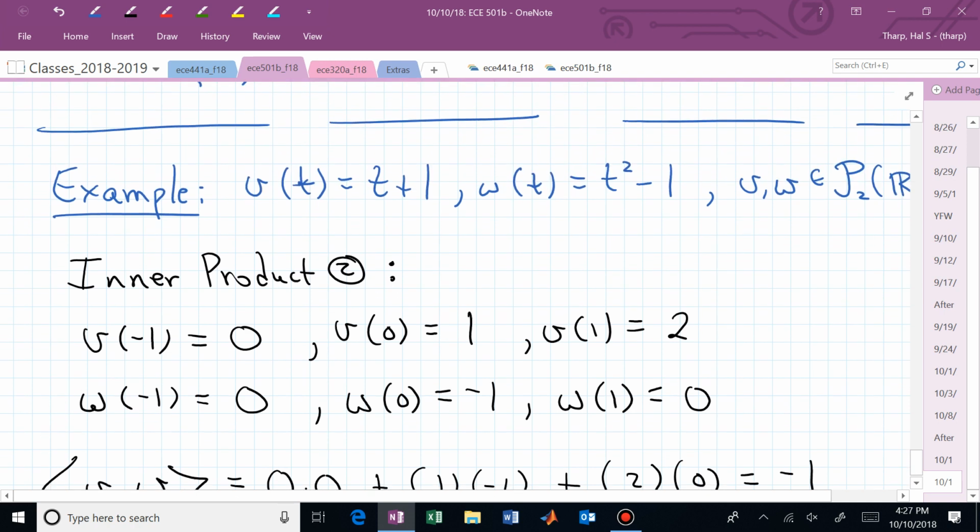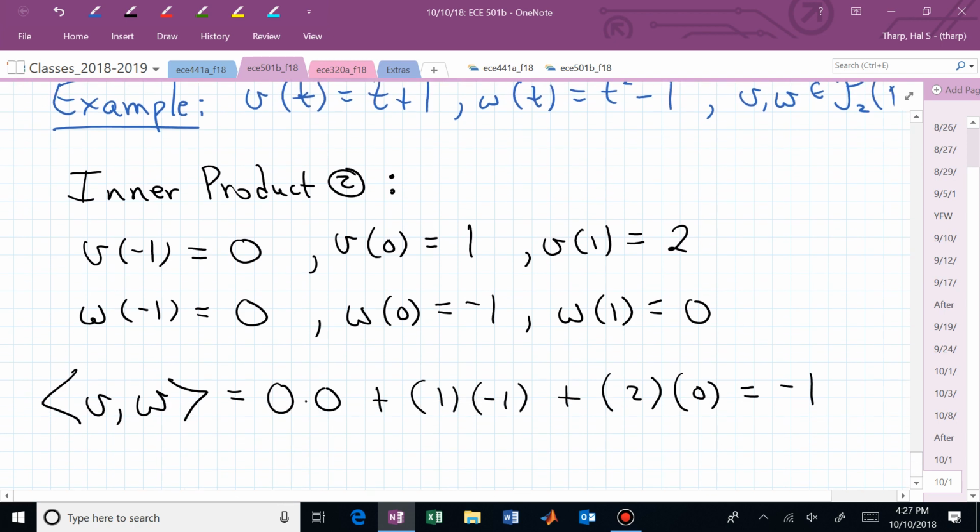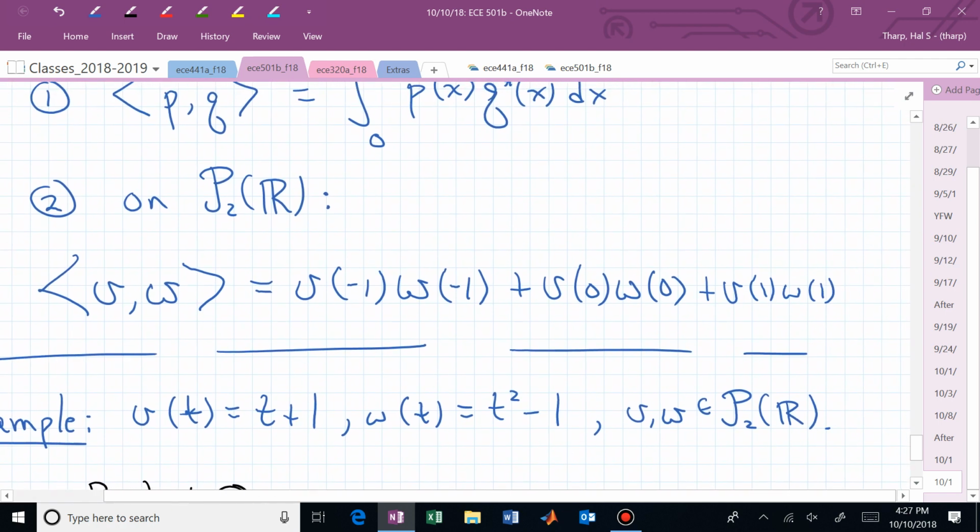So the question was, why are we only restricted to these 3 points? We are not. I picked these 3 points. You could pick another 3 points and define your own inner product. But it would have to be 3 points. That's what I want to make clear. You could say, I'm going to evaluate it at 0, 1, and 2, and that would be a valid inner product.